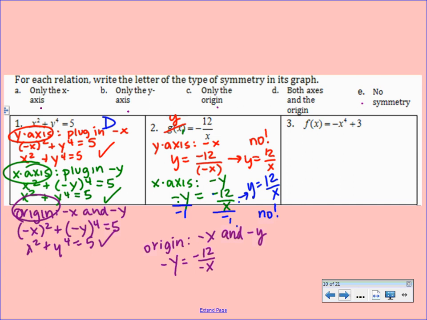All right, a couple things here to work on. Simplify. What is negative 12 over negative x? 12 over x, positive, right? So that makes it positive.